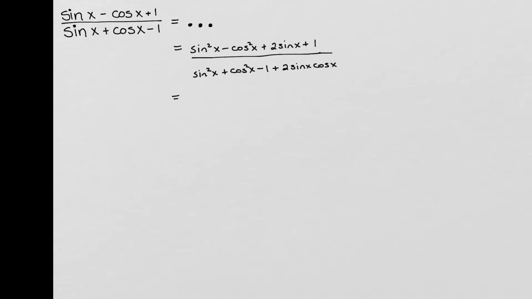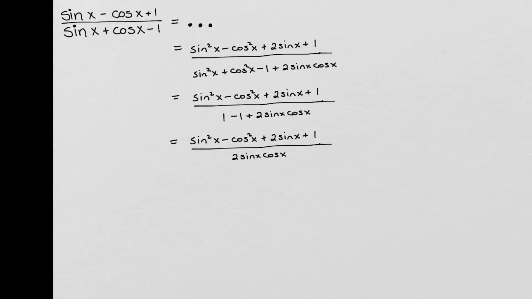So what I'll do is simply copy down the previous expression, and now the sine squared x plus cosine squared x, I'm going to turn into a 1. So I have 1 minus 1 plus 2 sine x cosine x in the denominator. And now I can cancel the 1's. 1 minus 1 is 0. So I just have 2 sine x cosine x left in the denominator.